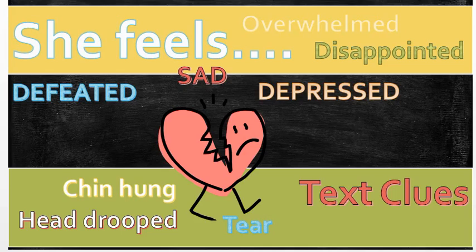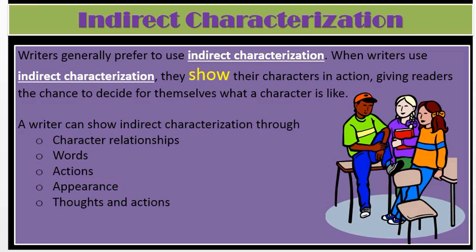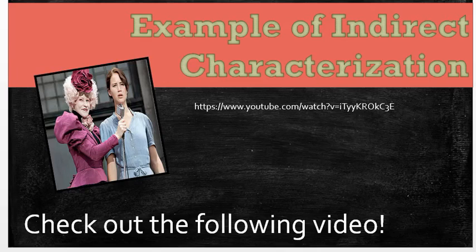Indirect characterization uses a character's actions, relationships, words, appearance, and thoughts to show you what a character is like. Look at the video below that gives you another example of indirect characterization and take the quiz. By the end of these 2 lessons, you should be able to know what direct characterization is as well as indirect.